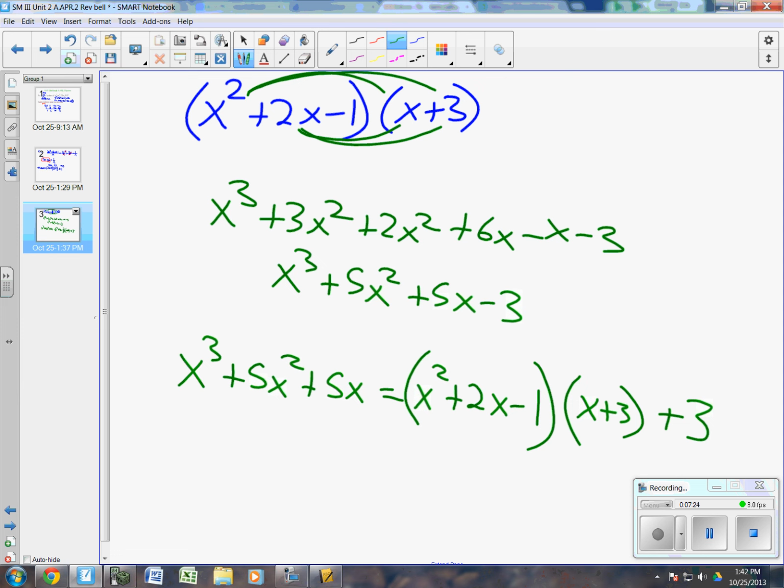This is the quotient. This is the divisor. This is the remainder. If you were to divide x cubed plus 5x squared plus 5x by x plus 3, that's what you would get.